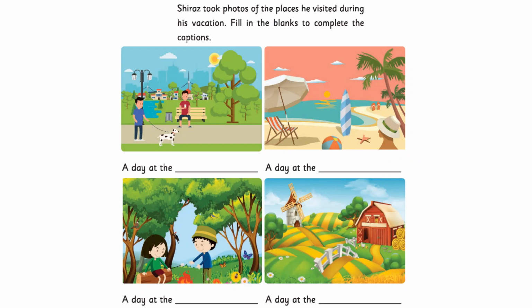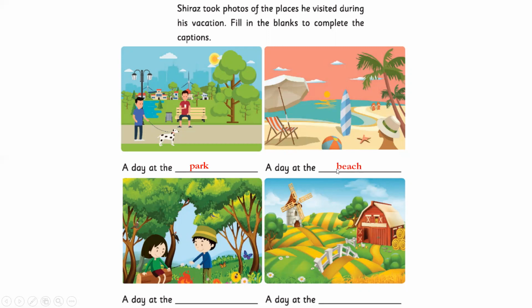So the first picture seems like the park. The first photo shows the park picture. So, a day at the park. The second one, here, a man is standing, a ball, then a starfish. For a sun bath, they have put some chairs and an umbrella. So it seems like the beach, right?